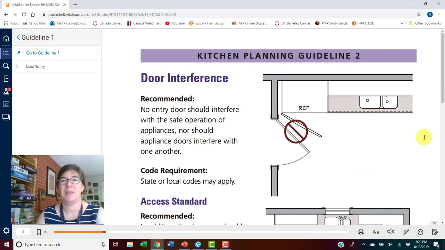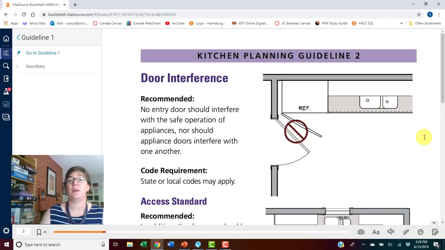Let's move on to kitchen planning guideline number 2. This one is very much common sense, and all about thinking ahead. What they're talking about here is that you should plan your kitchen so that every door can be opened and they don't bang into each other, no interference.